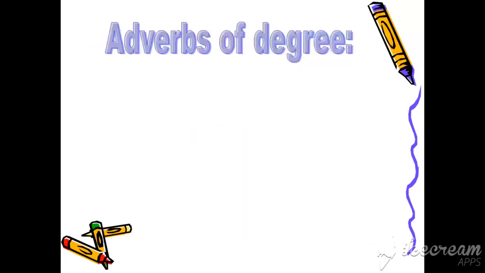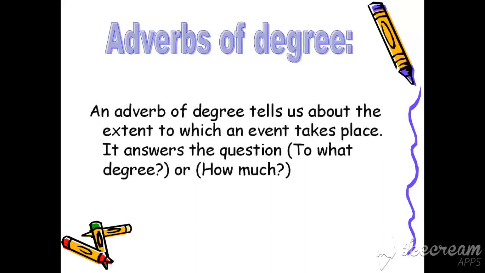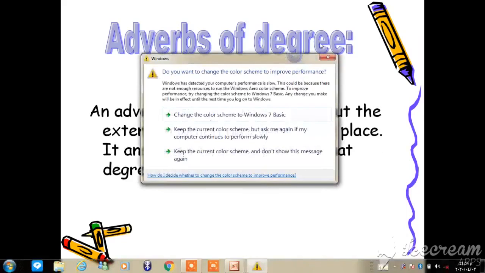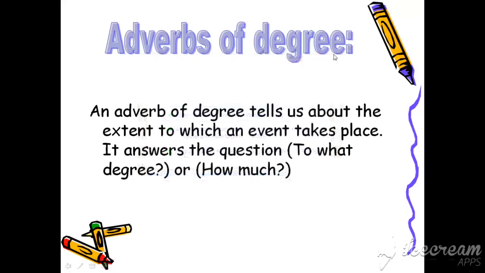The fourth type is adverbs of degree. An adverb of degree tells us about the extent to which an event takes place. It answers the question to what degree or how much. احنا هون نحكي عن الكم, الكمية, المقدار, درجة الاشي, درجة حدوث الشيء.